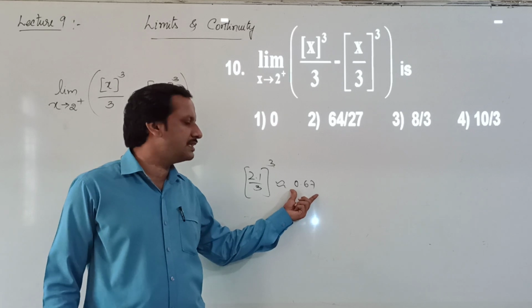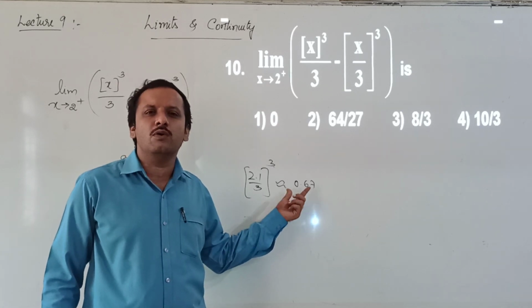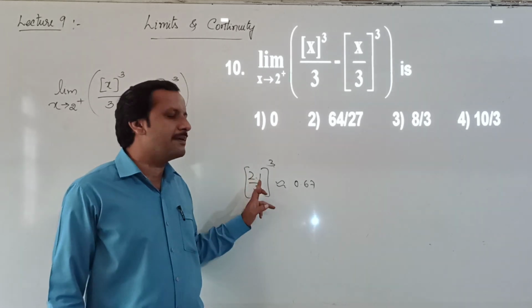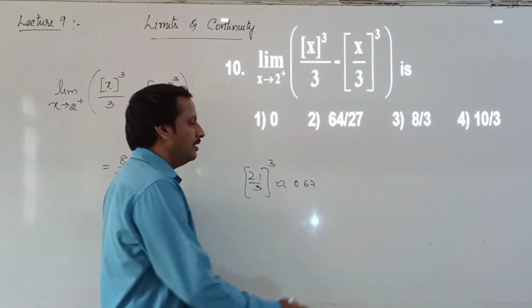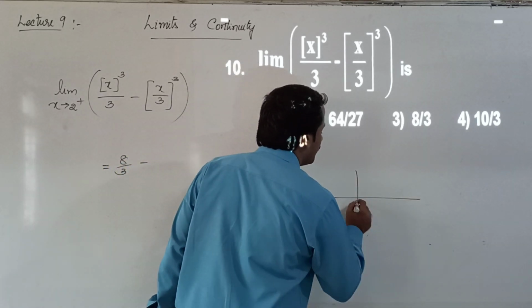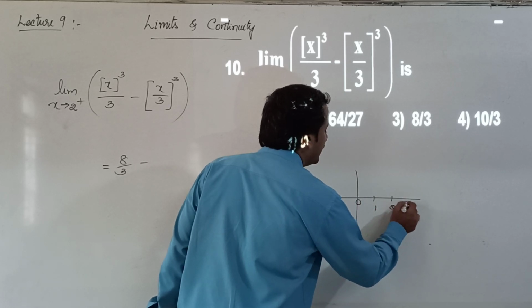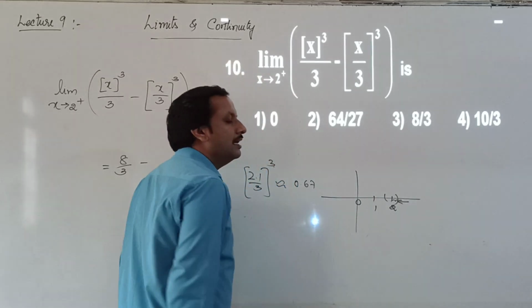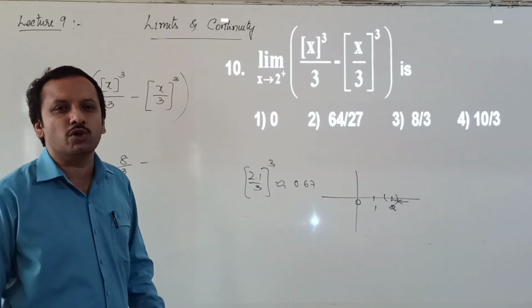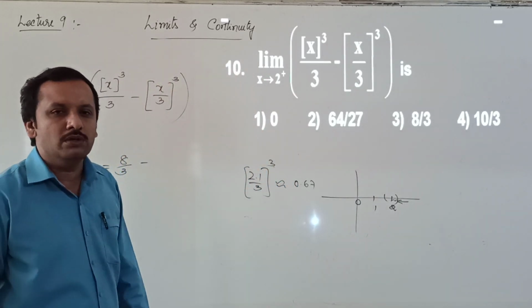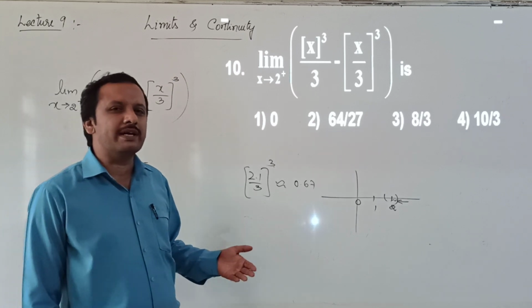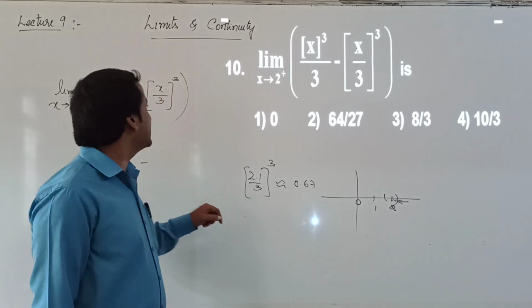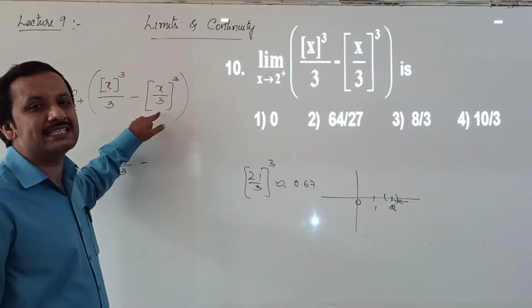See, I don't want its exact value. I want to know whether it is greater than 1 or less than 1. When x is approaching 2 from the right side, the x value is very close to 2 but greater than 2. So x is very close to 2 but greater than 2, which means clearly x is less than 3. Whenever x is less than 3, x by 3 is less than 1.